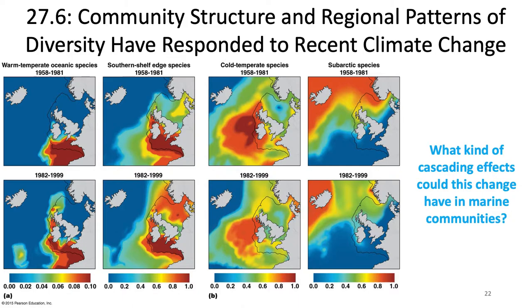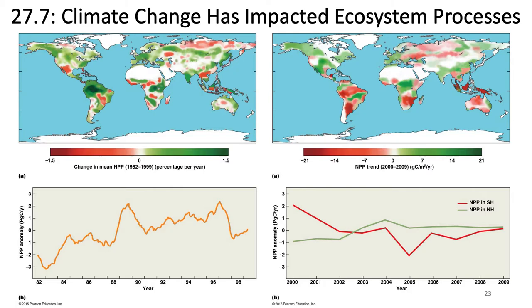Now let's talk about the effects of climate change at a global level, which is the last hierarchical level of ecology that we covered for this class. This is looking at net primary productivity, which we talked about in the last lecture. This is a change in NPP over time from 1982 to 1999. And then this is over the decade after that. You can see huge NPP changes here compared to here. That likely has to do with rainforest deforestation. That's why you're seeing this huge change in NPP.